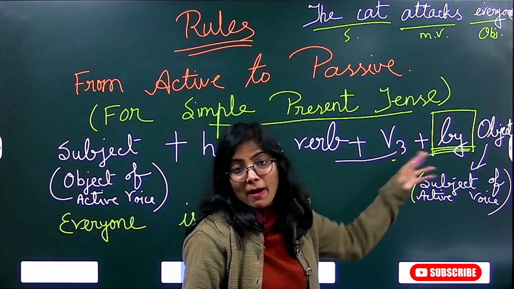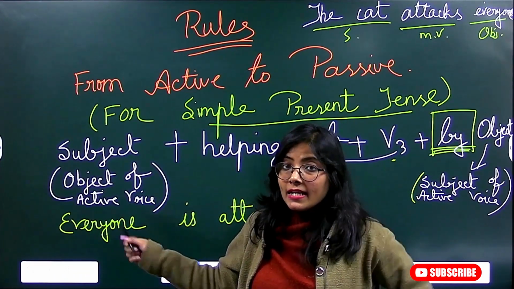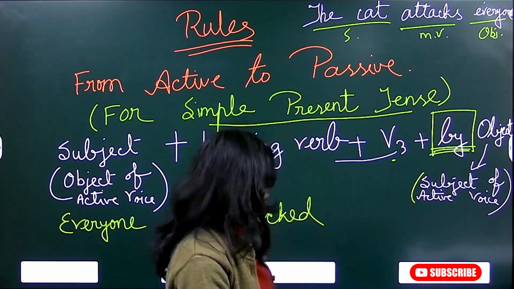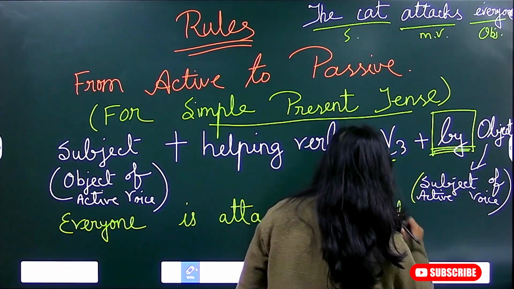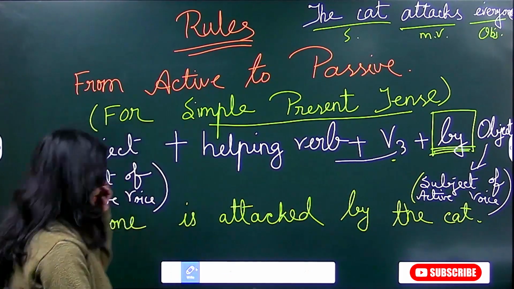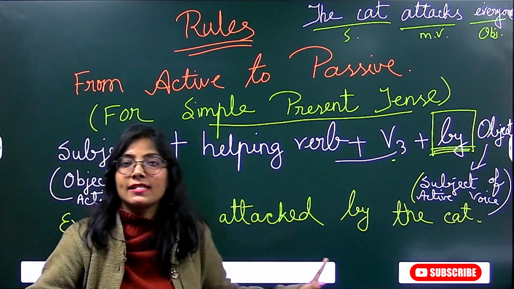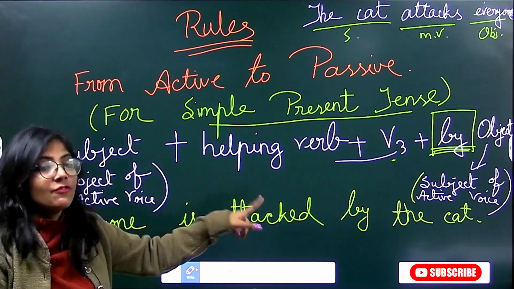Then comes the by part किसके द्वारा? क्योंकि यहाँ पर everyone तो काम नहीं कर रहे हैं, यहाँ पर doer तो है cat. So, by the cat. Okay, everyone is attacked by the cat. So, that is the end of the sentence and we have changed it into passive voice.